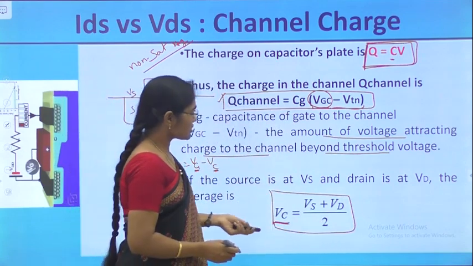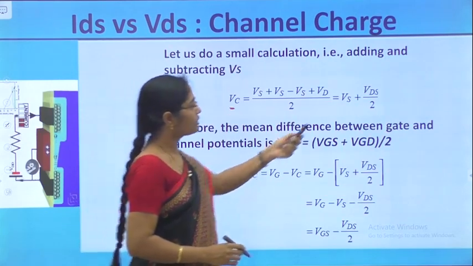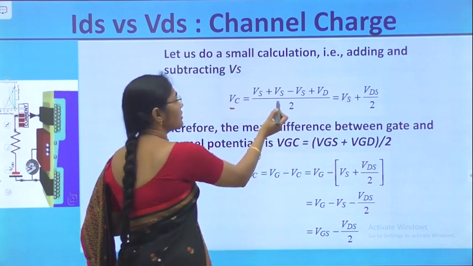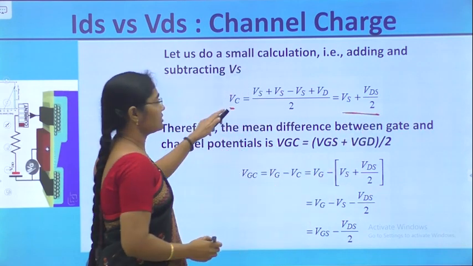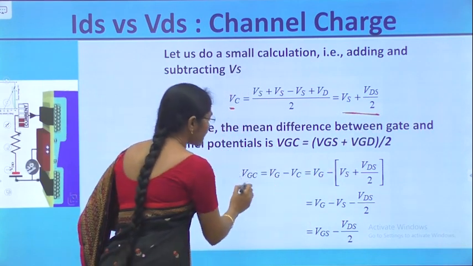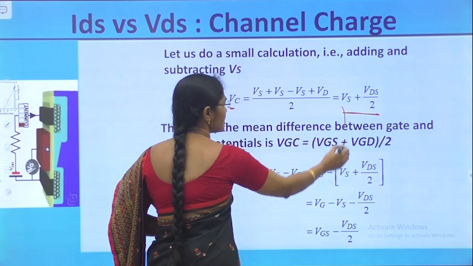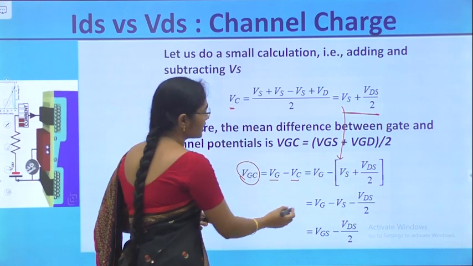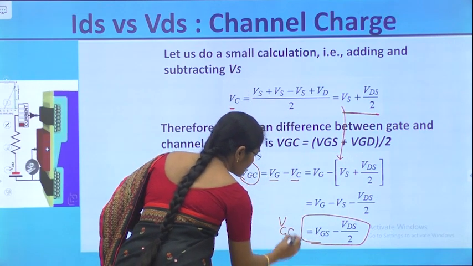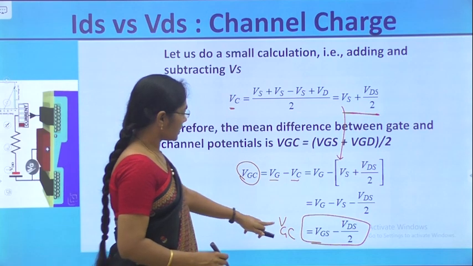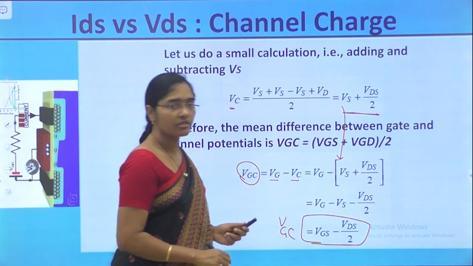Now let's do a simple manipulation to get Vc in terms of the Vds potential. By adding and subtracting Vs, Vc is Vs plus Vds by 2. Now substitute that in the VGC expression, Vg minus Vc. Substituting, we get VGC equal to Vgs minus Vds by 2. So the gate to channel potential is Vgs minus Vds by 2.